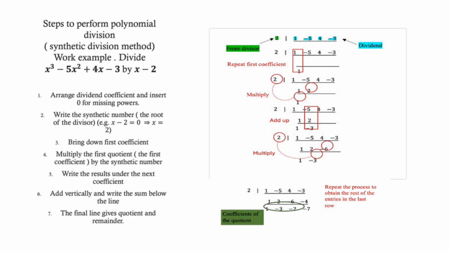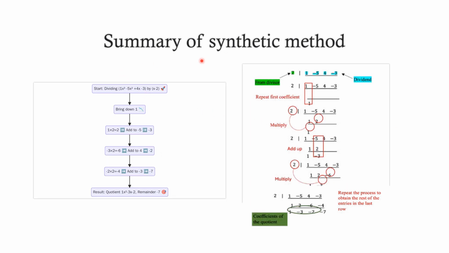So let's move to the next section. Look at the summary of the synthetic division. Start your division by this. Bring down the 1. So the 1 is being brought down here. Then 1 times 2 will give us 2. Obviously, 1 times 2, the result is 2. So 2 is being written under the minus 5. Have you seen it? Then minus 5 plus 2 will give us minus 3.